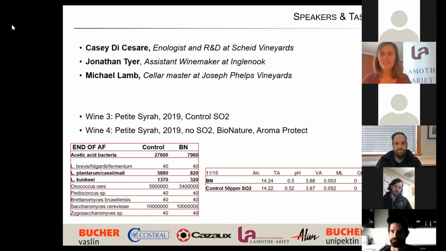There is a question on how the cost of using BioNature compares to just SO2. Obviously it's higher. Sulfur SO2 is probably one of the lowest cost additives you can use. So yes, it will be higher using BioNature than sulfur.